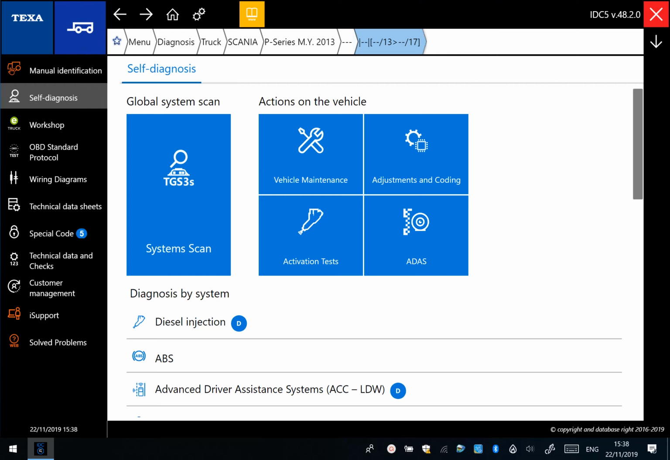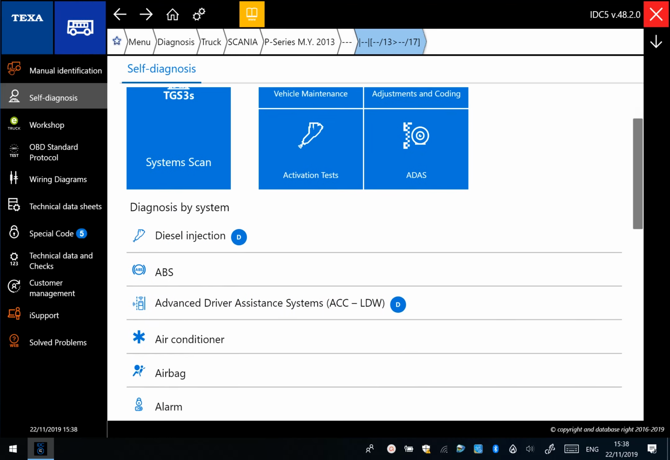Now what we can do with the TEXA, and obviously most diagnostic tools, but the CAN bus systems, we can scan every ECU on the vehicle. I'm sure you're well aware that you might think the problem's on one ECU, but in fact it's something else that's causing it. So we would always suggest doing a global scan. Alternatively, if you're confident you know which system you're looking at, we can then go in by individual system.